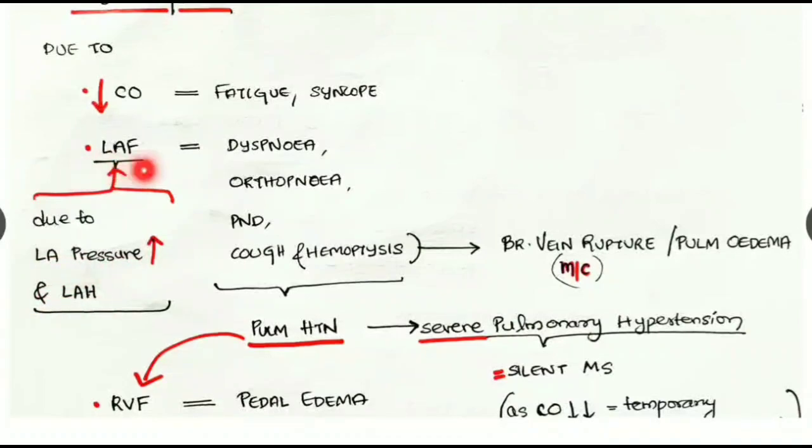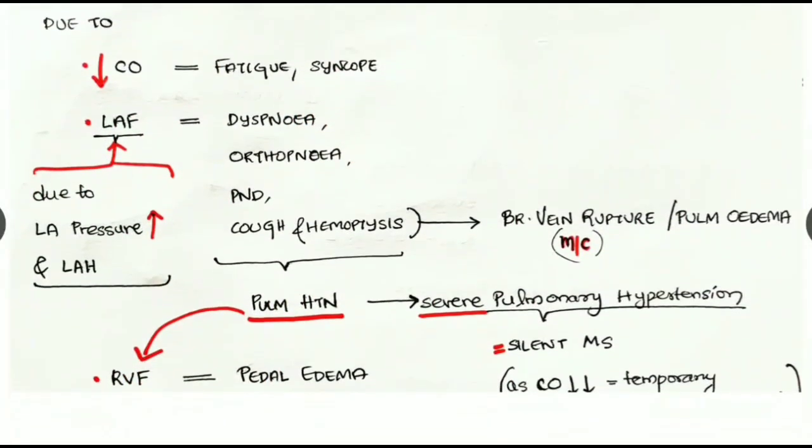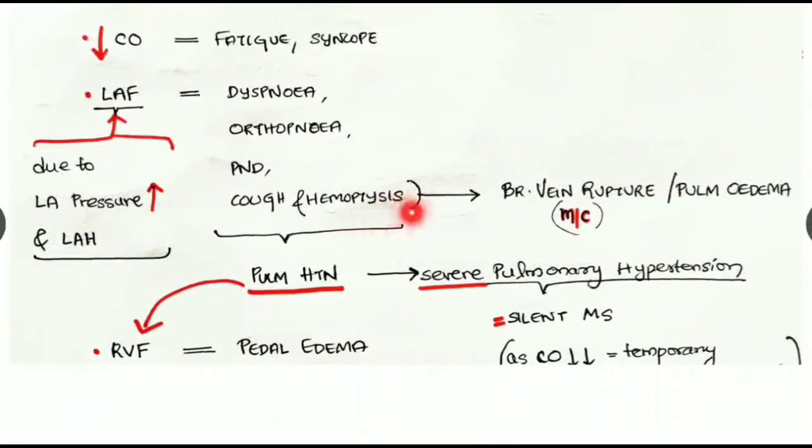Later on it becomes left atrial failure, and these features of dyspnea, orthopnea, PND, cough and hemoptysis are features of the pulmonary hypertension development. So here the hemoptysis can be due to bronchial vein rupture associated with the pulmonary edema, and this bronchial vein rupture is the most common cause of this hemoptysis.